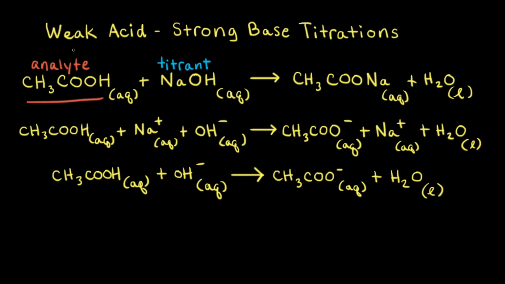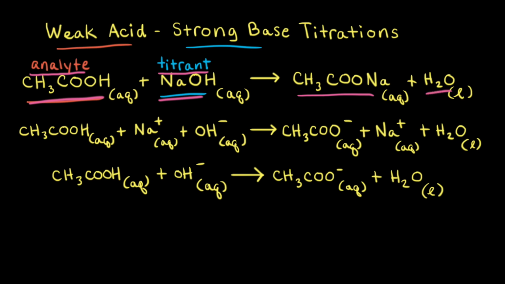Acetic acid is an example of a weak acid, and sodium hydroxide is an example of a strong base. If we are titrating a sample of acetic acid with sodium hydroxide, acetic acid would be the analyte, the substance that we are analyzing, and sodium hydroxide would be the titrant. When acetic acid reacts with sodium hydroxide, the products are an aqueous solution of sodium acetate and water.